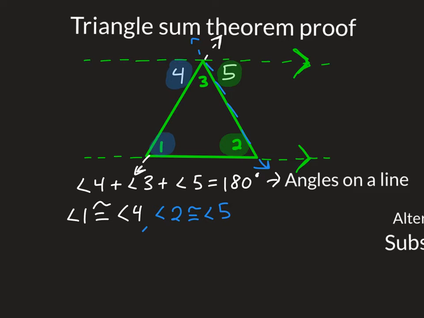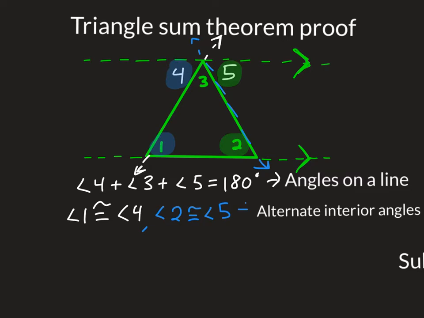Okay, what's a good reason for that? How could I say that 1 and 4 are the same and 2 and 5 are the same? Well, that's going to be alternate interior angles. So alternate interior angles are congruent. So that's how I know that 1 and 4 are the same and 2 and 5 are the same.